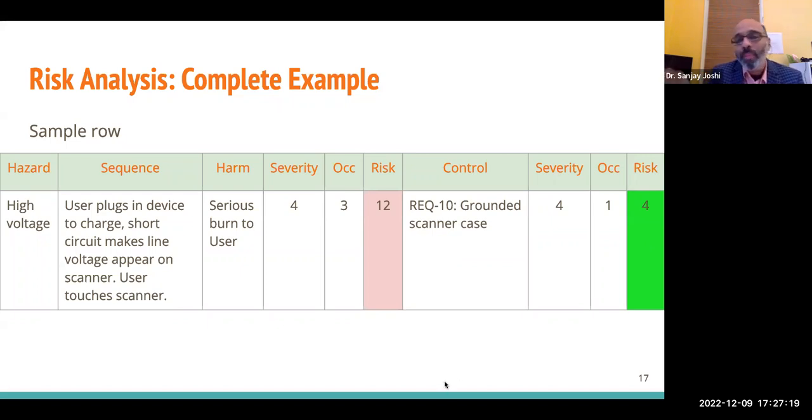So this is one sample row. You will do this for each hazard that you identified, or each sequence of events. One hazard could have multiple sequences of events that could lead either to the same harm or a different harm. But the idea there is, the different sequences may need different kinds of controls.